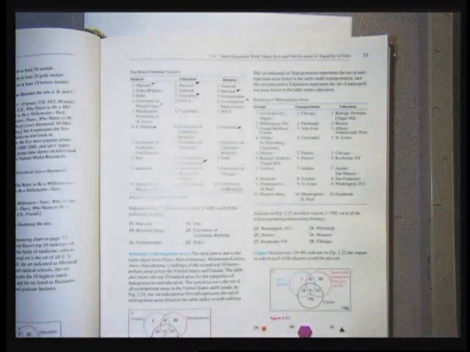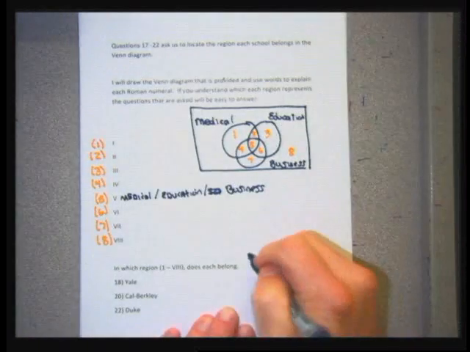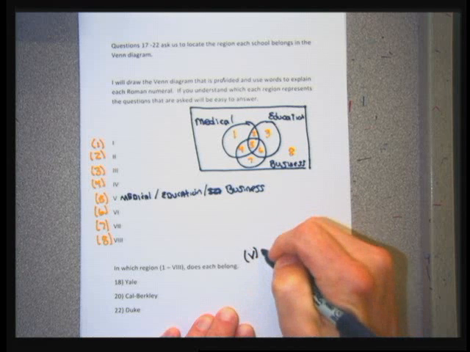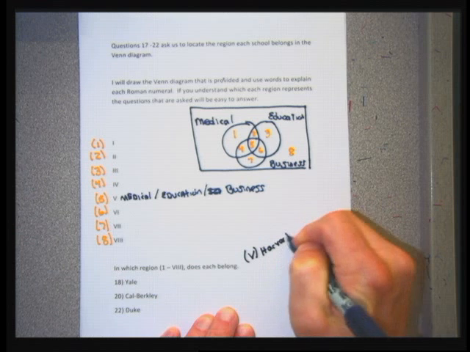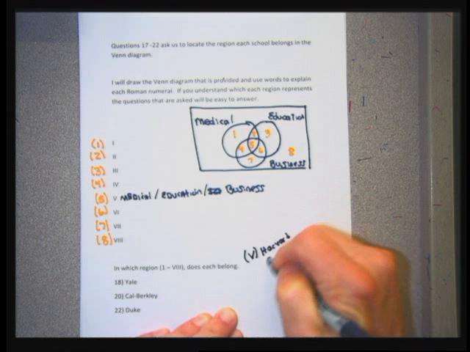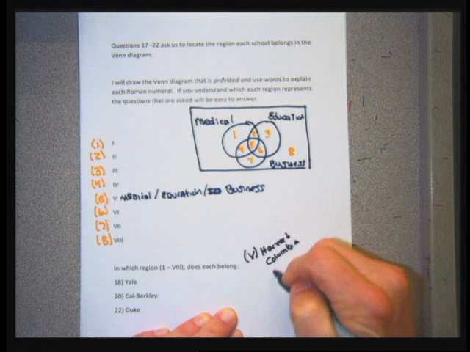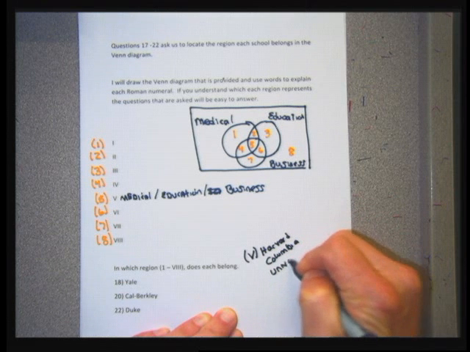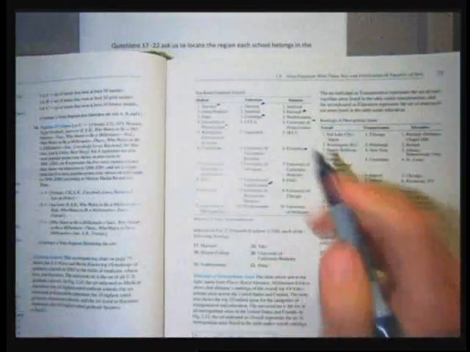So in region 5, if I started to write the schools that make up region 5, the schools in region 5 would be Harvard, Columbia, University of Pennsylvania. Let me see if there's any more that belong in that region, just so I can get this done.